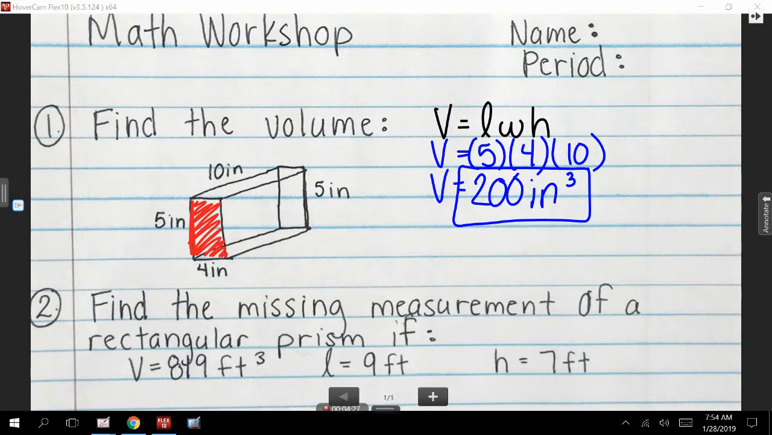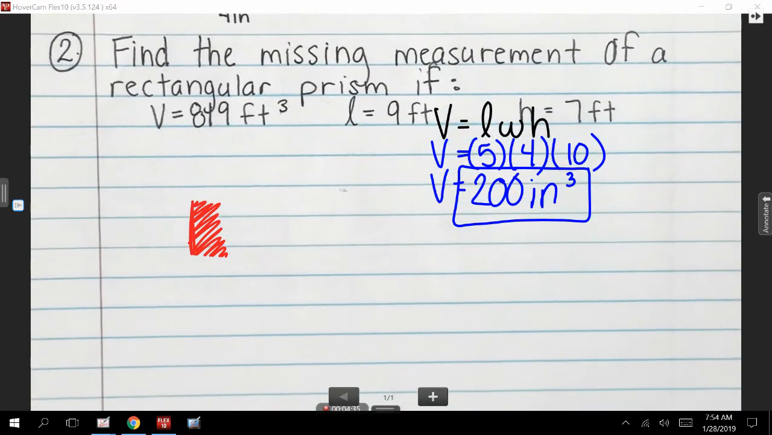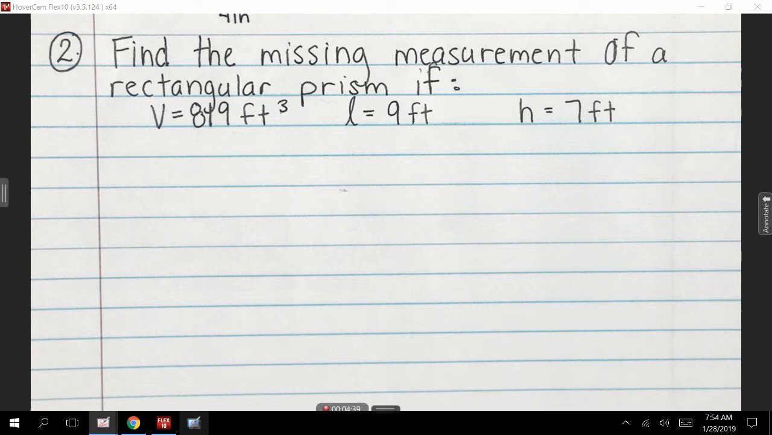Awesome job. All right, on number 2. So when I picked number 2, this is going to be on your test. We might see one like it again tomorrow.